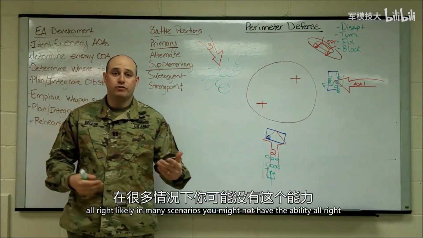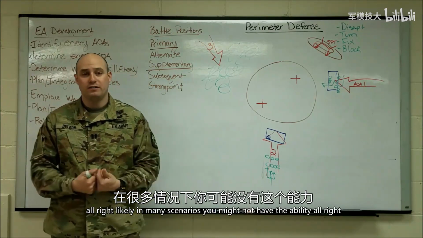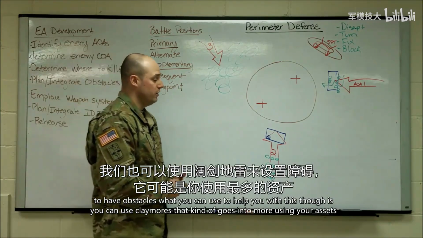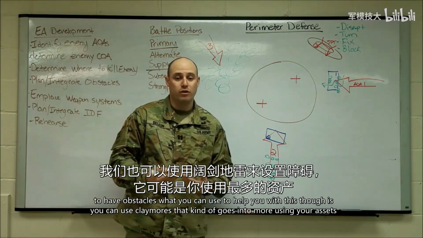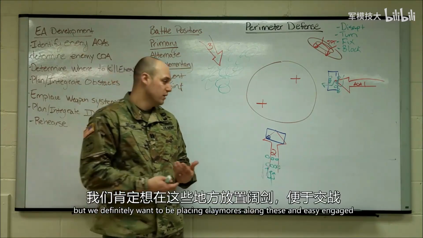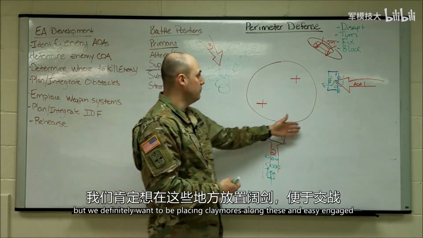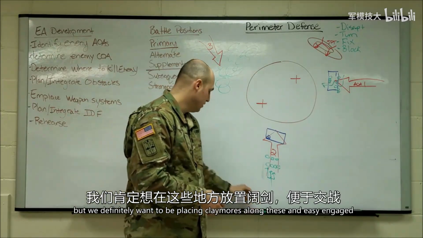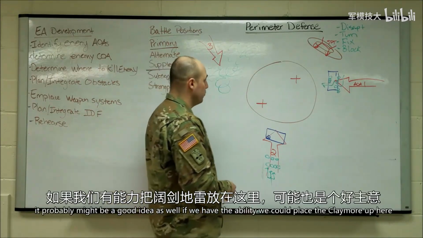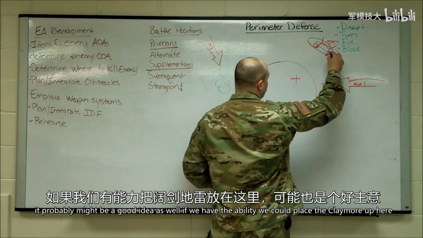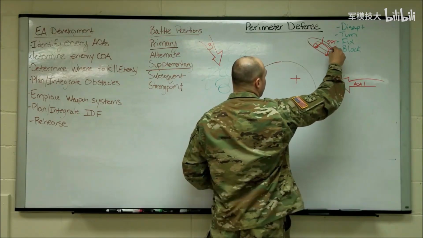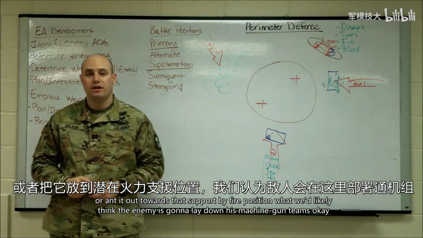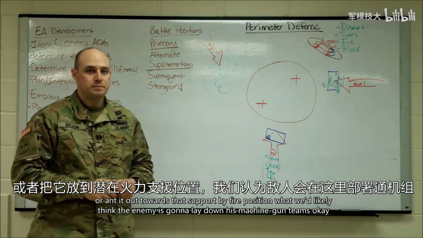Likely, in many scenarios, you might not have the ability to have obstacles. What you can use to help you with this, though, is claymores. That kind of goes into more using your assets, but we definitely want to be placing claymores along these engagement areas. It might also be a good idea, if we have the ability, to place a claymore up here oriented out towards that support by fire position where we likely think the enemy is going to lay down his machine gun teams.